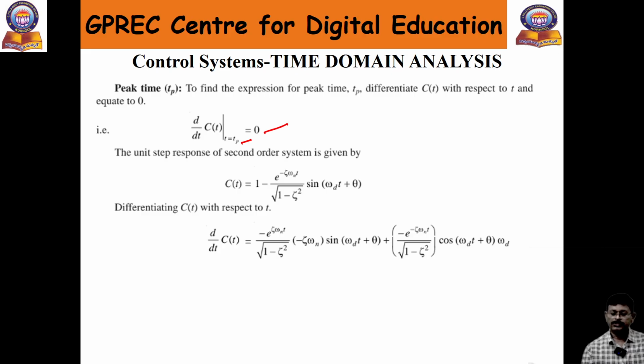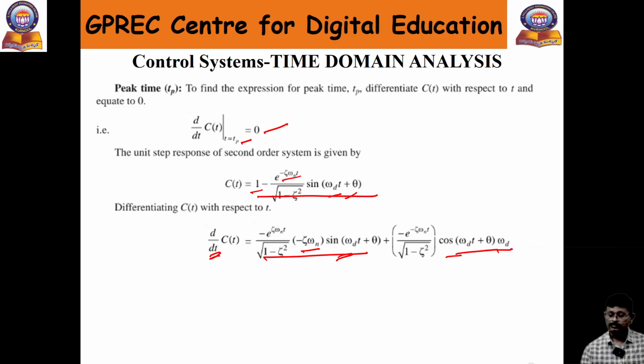Now I'm differentiating the second order system response with respect to t. Sin becomes cos, and again omega d comes out. So this is e power minus zeta omega n t, and omega n comes here, zeta as it is. Then again e power minus zeta omega n t, and in place of sin we get cos omega d t. So with respect to t, I am differentiating this one.